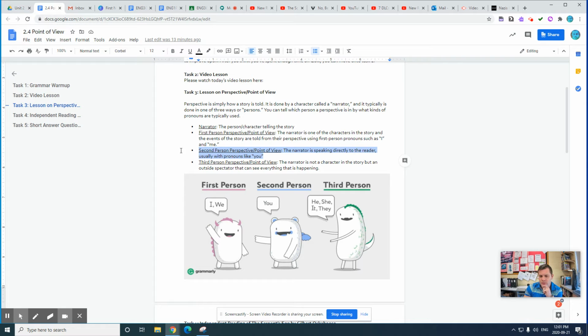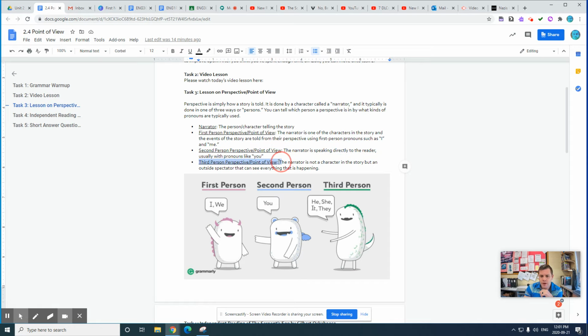Second person perspective is not common in fiction. It's when the narrator is directly speaking to the reader, usually with pronouns like you. Things that are in second person perspective are instruction manuals and cookbooks, because they are talking and speaking directly to the reader, giving them instructions on what to do.